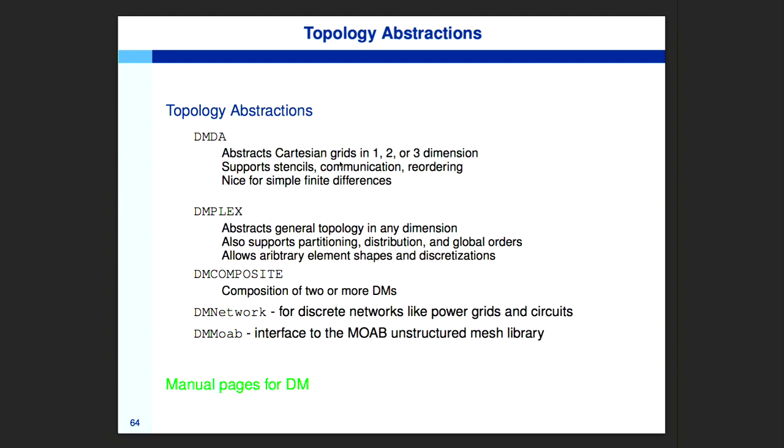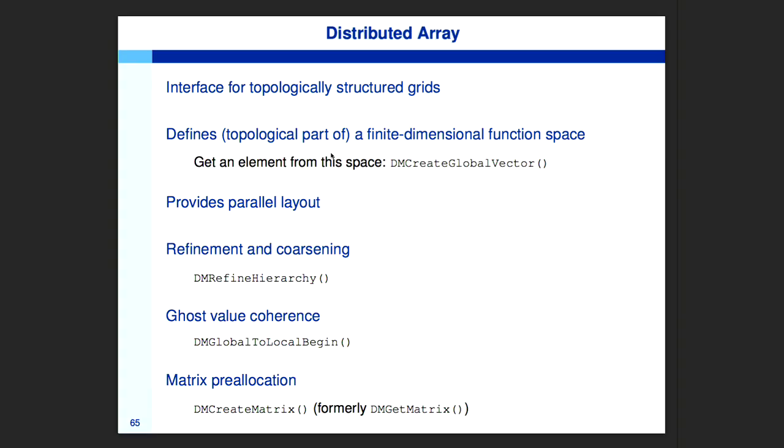DM Composite enables us to pull together multiple DMs. This is important for multiphysics support. And then we also have DM Network, which is useful for discrete networks such as power grids or circuits, and DM Moab, which is an interface to the Moab unstructured mesh library that Vijay will talk about this afternoon. We don't have time to go through these in detail, but we'd be glad to chat with you offline, or you may want to go to the manual pages as indicated here.